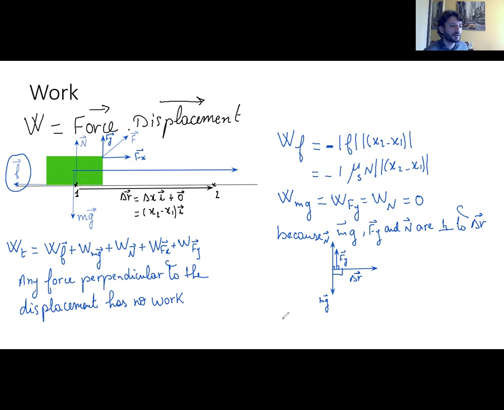We have Fx. Omega Fx equals plus Fx times the displacement, because Fx has the same direction as the displacement. Here, for Fx, we have an angle theta. If you take this triangle, you can say cosine theta equals Fx over F. So Fx equals F cosine theta. So you can say it equals F cosine theta times the displacement.